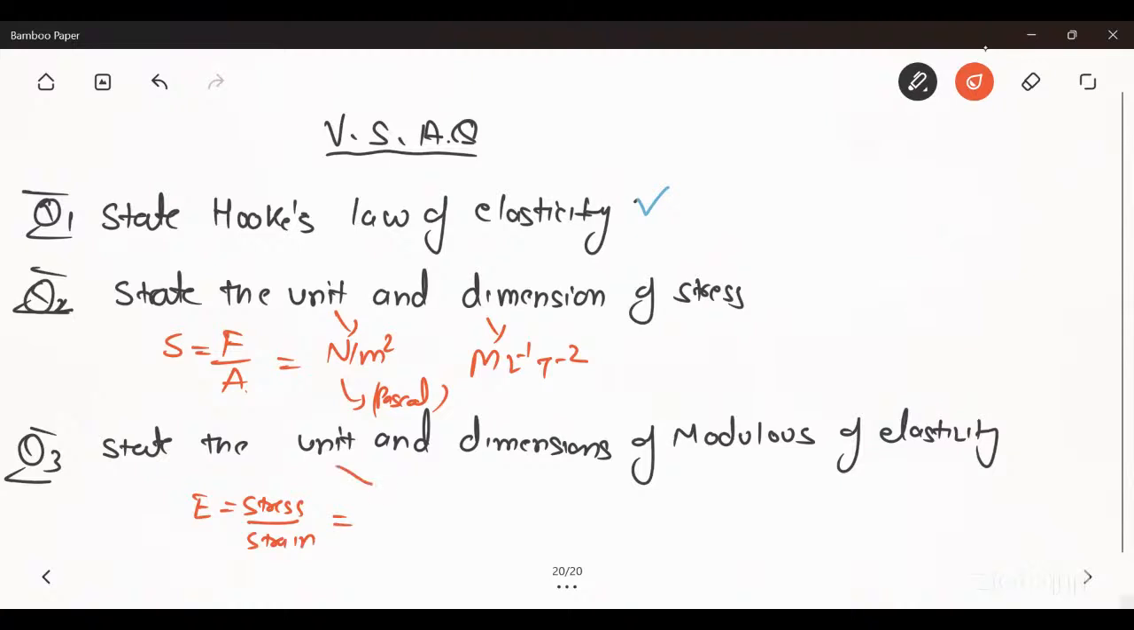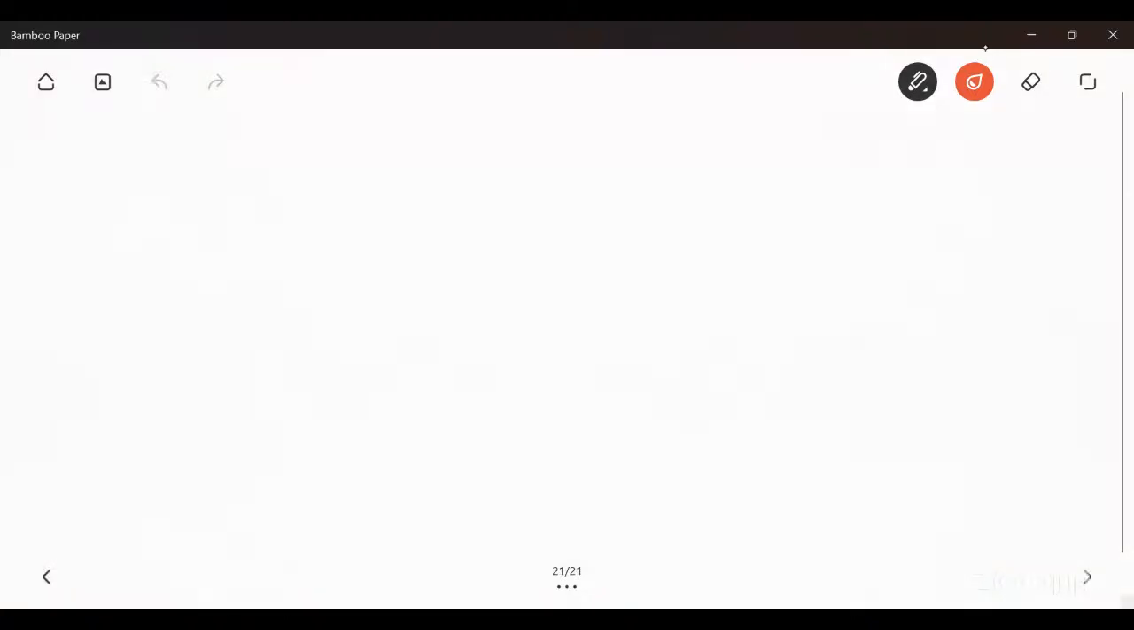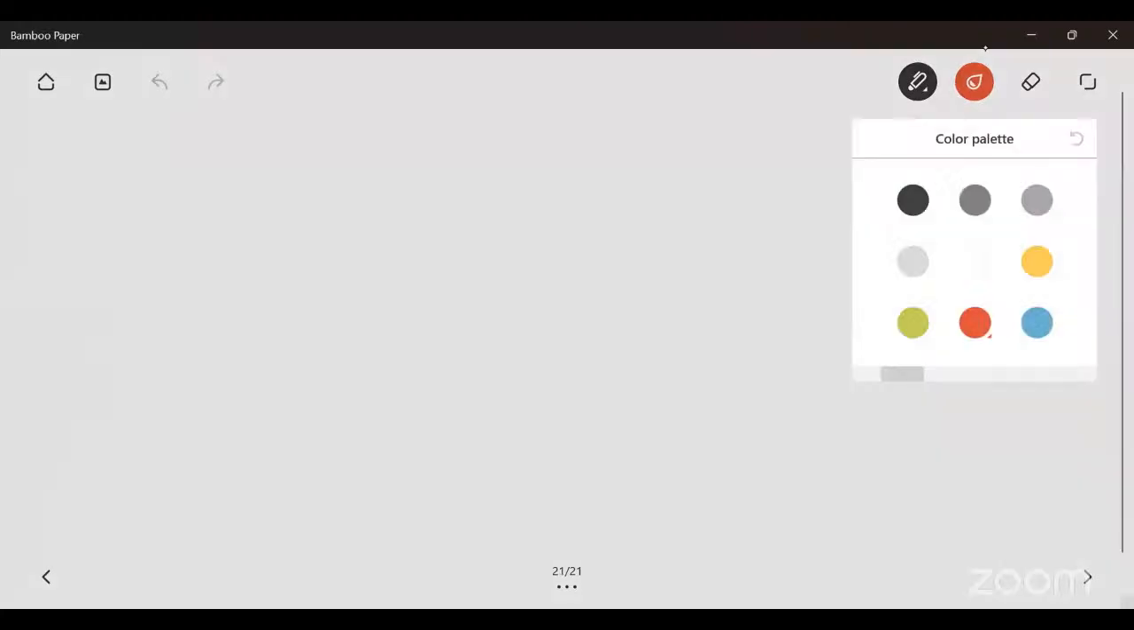So the unit and dimension of stress is equal to that of the modulus of elasticity. It has the same unit, Newton per meter square or Pascal, and the dimension is also the same, M L minus 1 T minus 2.